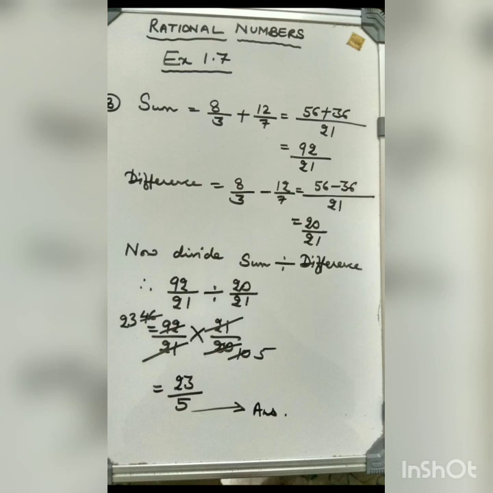Now divide sum divided by difference. Therefore 92 upon 21 divided by 20 upon 21. Take the reciprocal of the second rational number. So 21 upon 20, 21, 21 gets cancelled and 20 and 92 would be cancelled by 2 once and then again by 2 you are getting 23 and 5. Finally, your answer is 23 upon 5, which you will obtain by dividing the sum by difference. Hence, that is all.